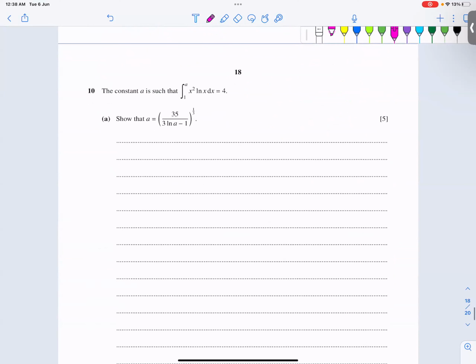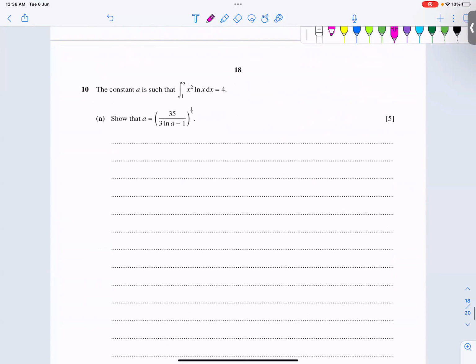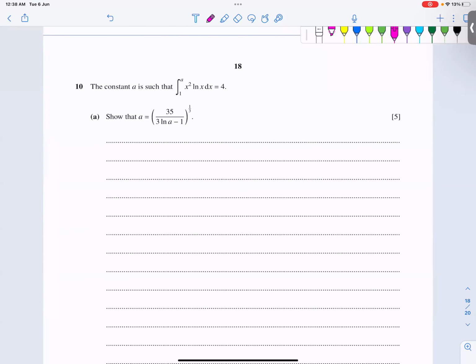The last question of this paper is from integration, and that is a well-known type of integration, which is integration by parts. Okay. The constant a is such that the integral from 1 to a of x squared ln of x dx is 4. Show that a satisfies this type of relation. So first of all, we will solve this integration without the limits. Okay. So let me write this integral, x squared ln of x dx.